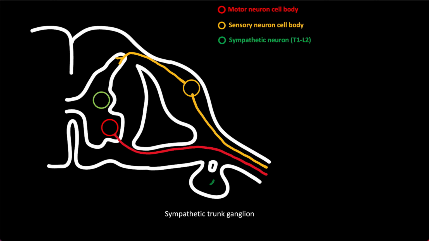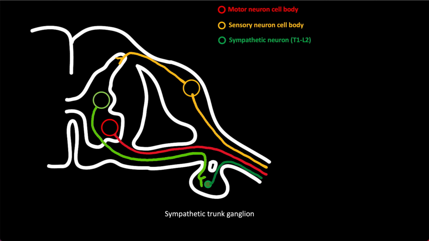Now this green circle, as I told you, is found under this lateral horn, and this is my sympathetic neuron. We can only see these neurons from T1 to L2, and from here we draw the preganglionic sympathetic fibers, which relay into postganglionic sympathetic fibers, and they are now contributing. Now my spinal nerve has been completed by having a motor component, a sensory component, and a sympathetic component.